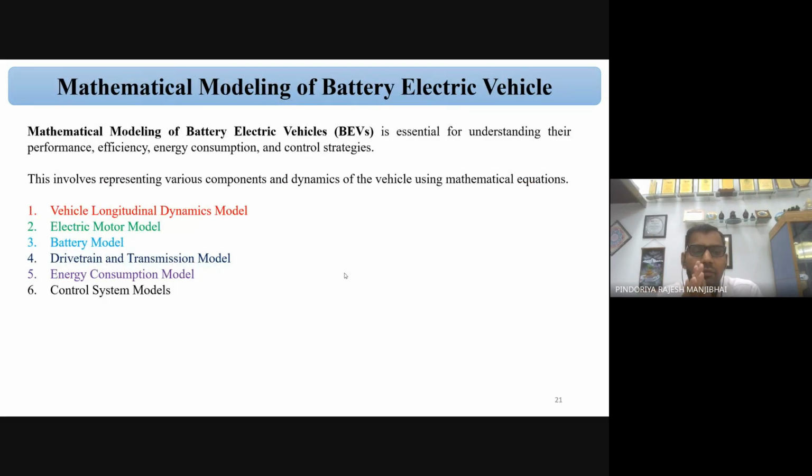Till now, any confusion? There is an introduction of the gear system. Any confusion? Any query? Now we move ahead with the mechanical modeling.